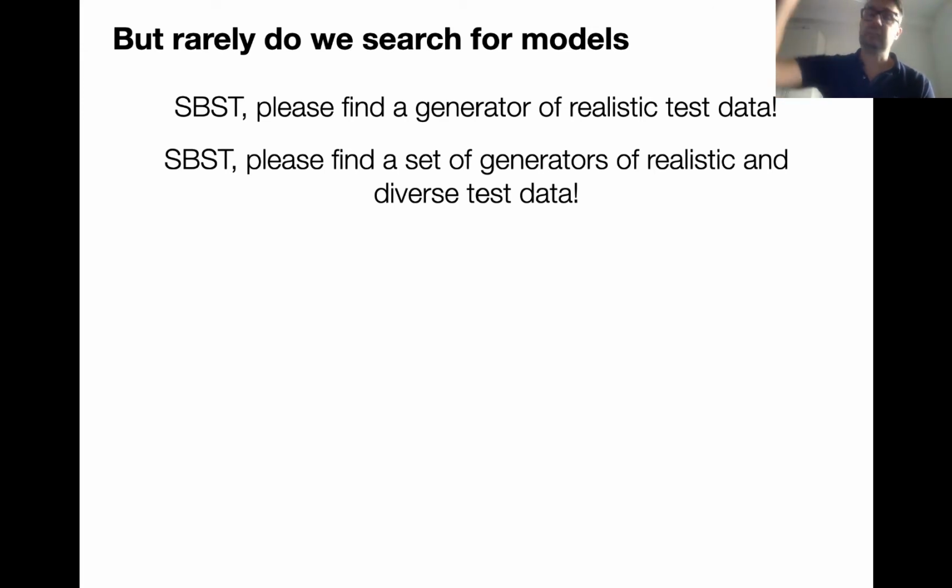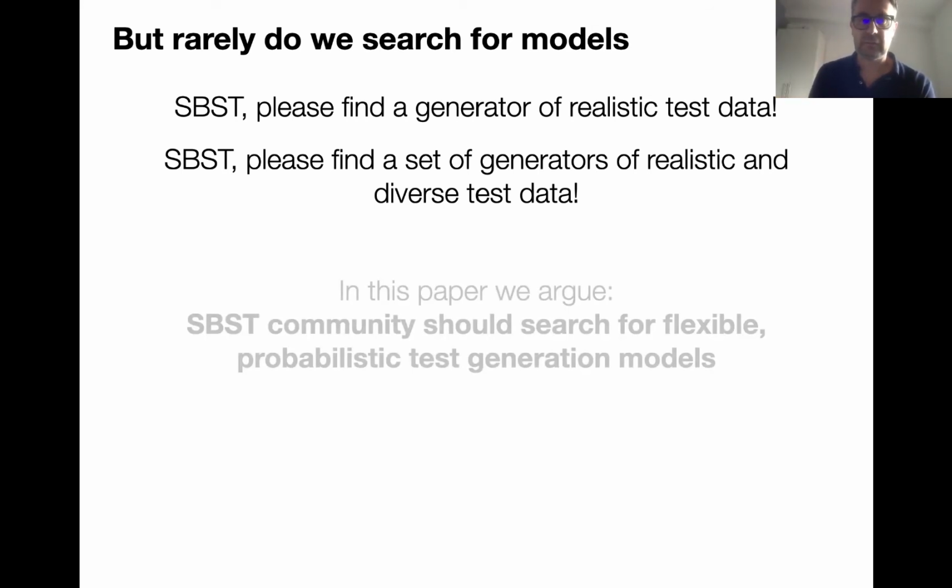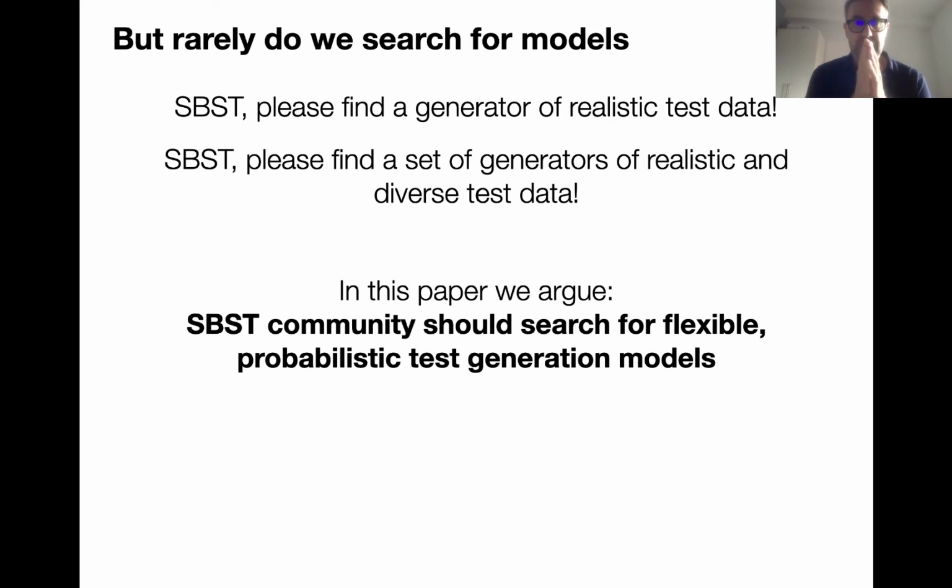So you can see there are levels here: the individual level, the set-based or sequence level, the model level, or even models of models, like sets of models that fulfill our properties. So we want to focus on these two in this argument. We think the community should focus more on these higher levels. So we argue we should be searching for flexible and probabilistic test generation models.